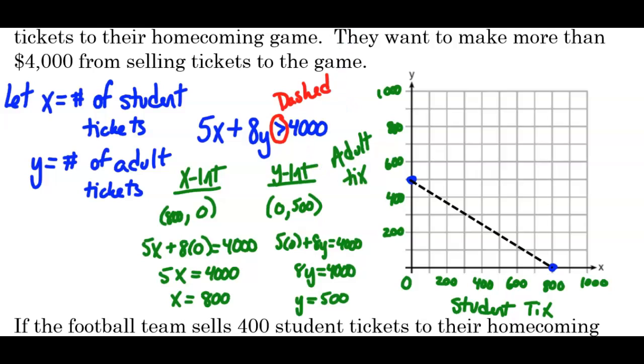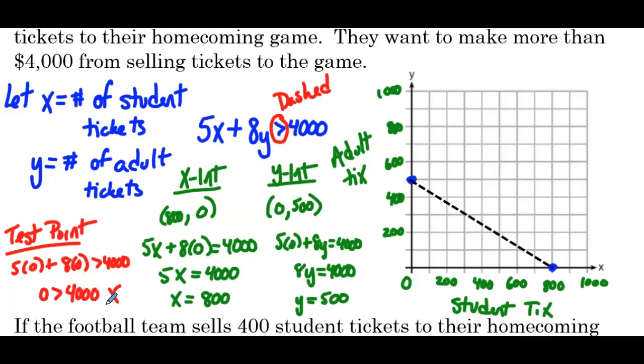And now we need to figure out where the solution set is. Again, if we think about it, any combination up here is going to make sure that the football team makes more than $4,000. Let's just run through that test point again. So test point at the origin. So 5 times 0 plus 8 times 0, is that greater than 4,000? Is 0 greater than 4,000? It is not. So our solution set is going to be all the points up here.